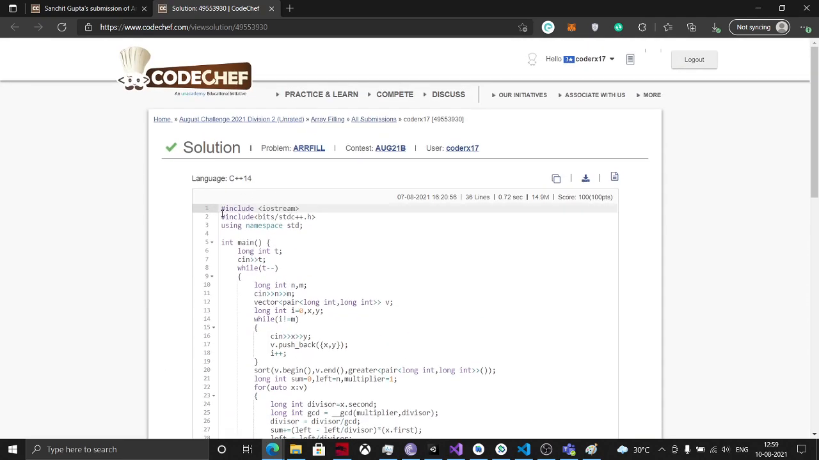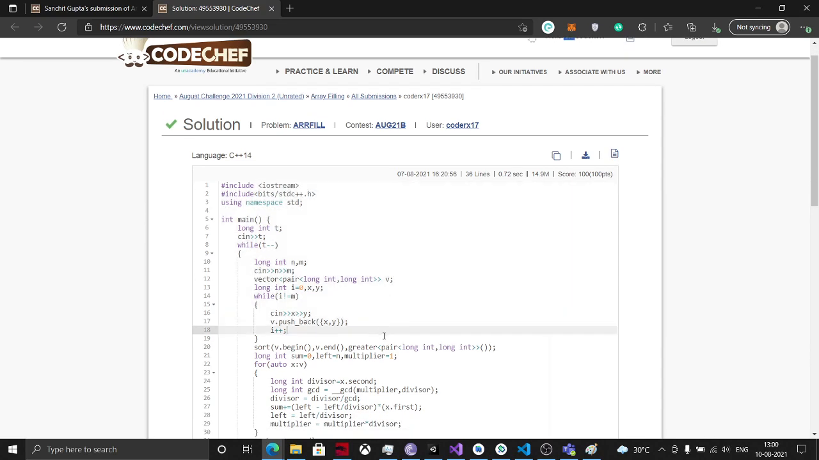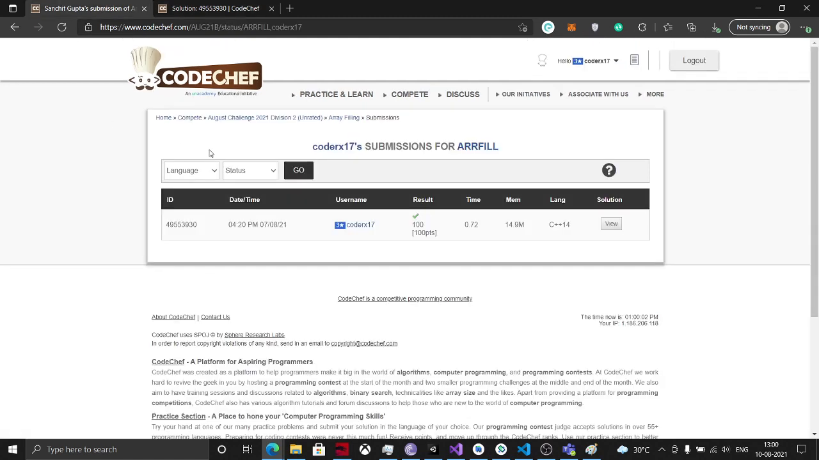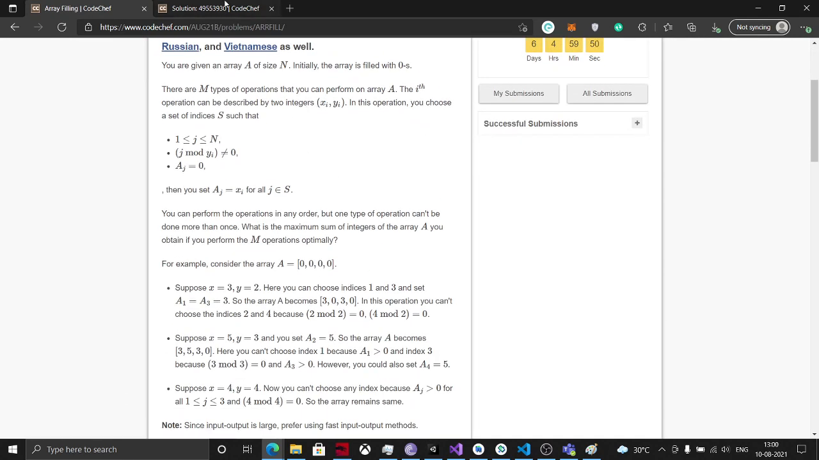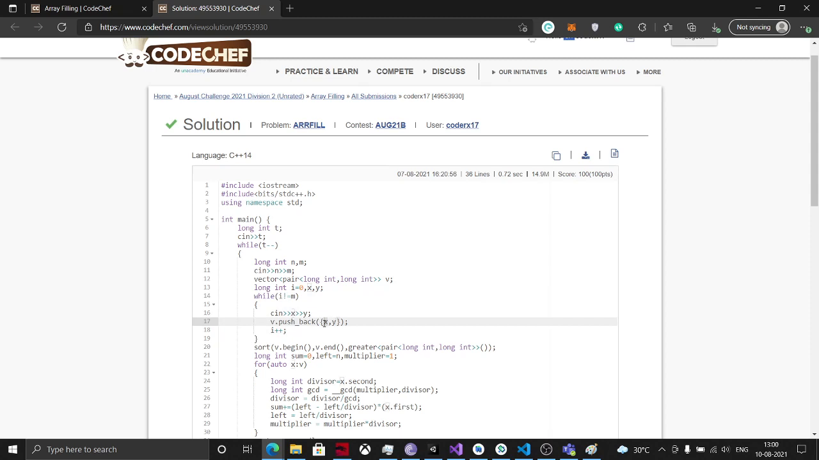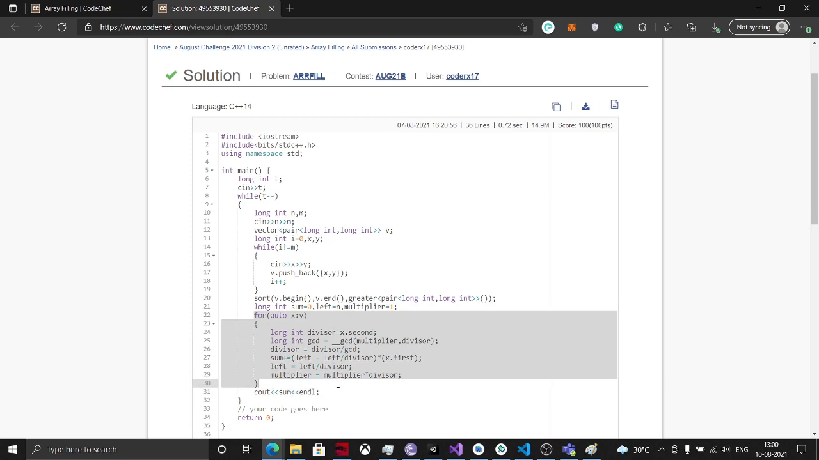Basically, we take in the numbers and sort them based on their x. Let me just go over the question, I just forgot what the x and y are. We sort the numbers based on their x. Next, the sum is this: left equals n and multiplier equals 1, and we iterate on all the operations we can.